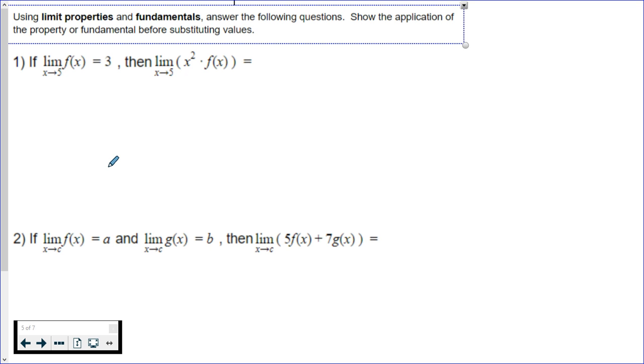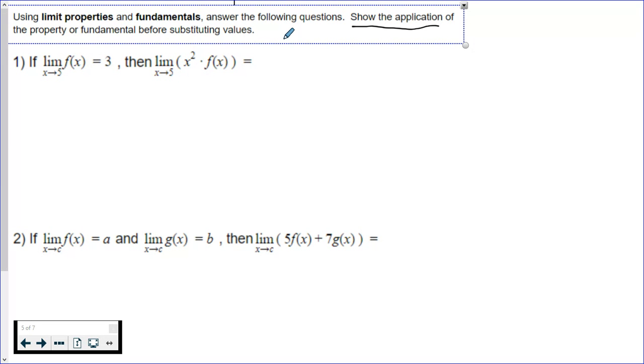All right, welcome back. So now we're going to actually apply some of those limit properties and fundamentals to do some typical problems. So here we go. Reading the directions here, it says using limit properties and fundamentals, answer the following questions. Show the application. This is huge for me. Show the application of the property or fundamental before substituting values.